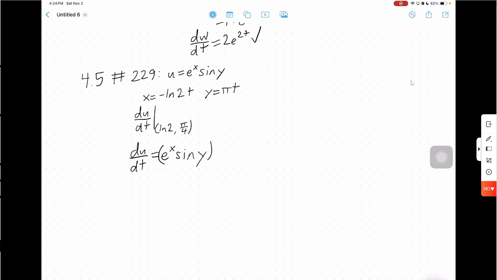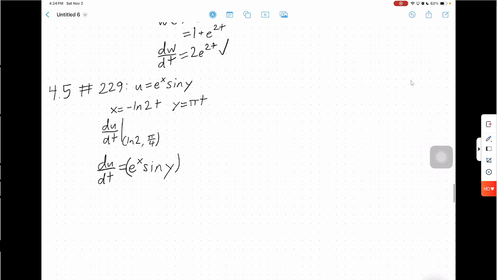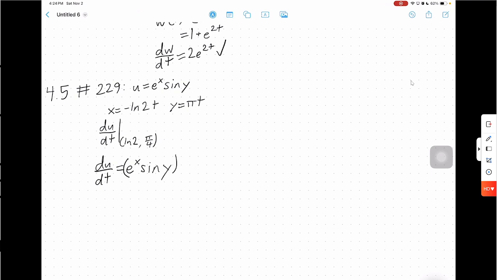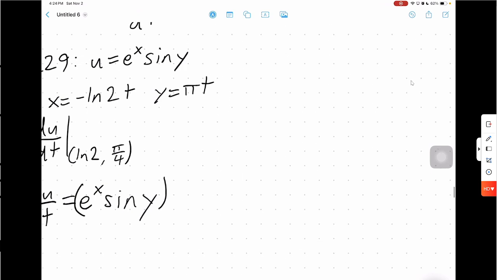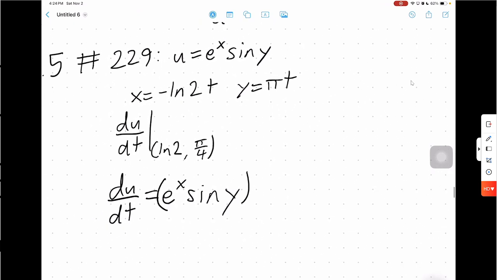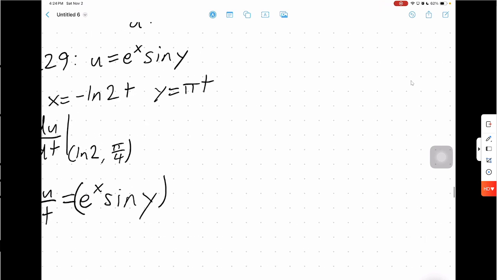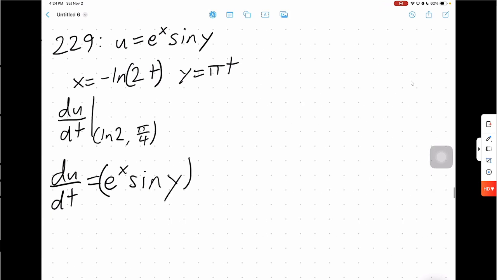I mean, yeah, that's exactly what you're supposed to get. e to the negative ln 2 is literally just a half. And oh, it's because that should be 1 over 2t. Oh yeah, that's because it should be 1 over 2t. We got the parentheses wrong.